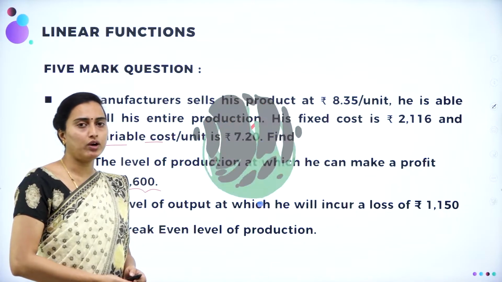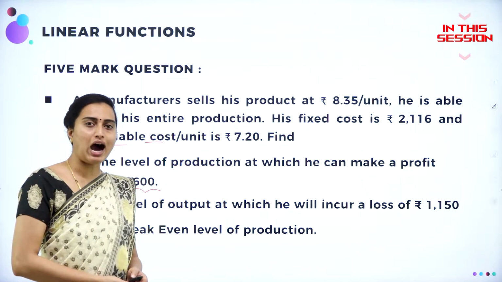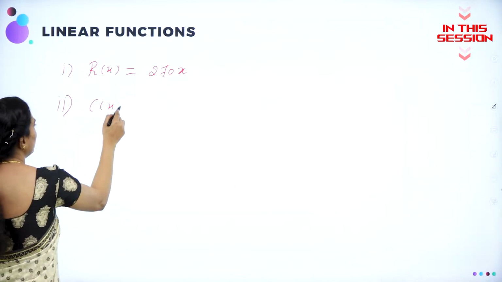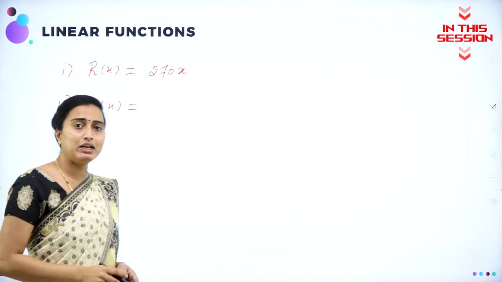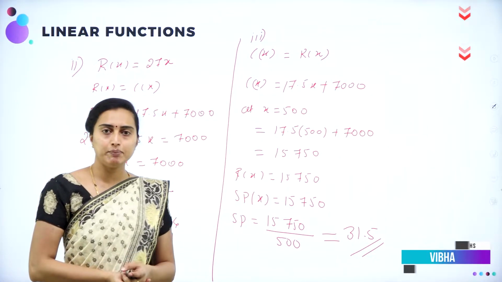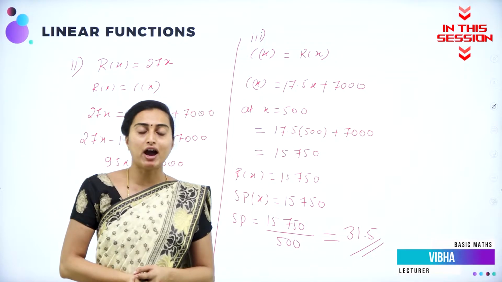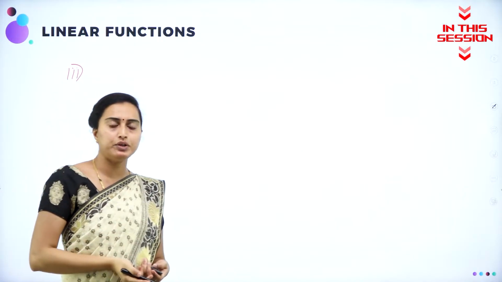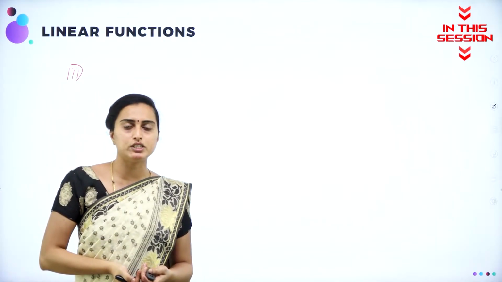Profit will be means what? P of x is equal to R of x minus C of x. The second one is nothing but C of x is equal to variable cost plus total fixed cost. If you are having a selling price of 31.5 per unit, the company will guarantee no loss. If it comes as a positive value, it will be a profit. If it is negative, it will be a loss.